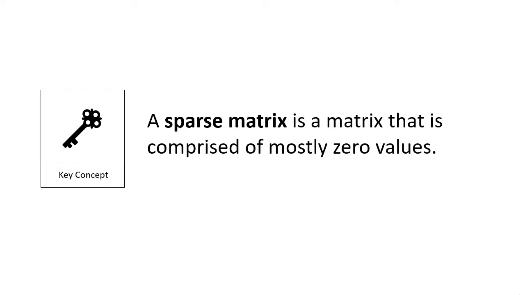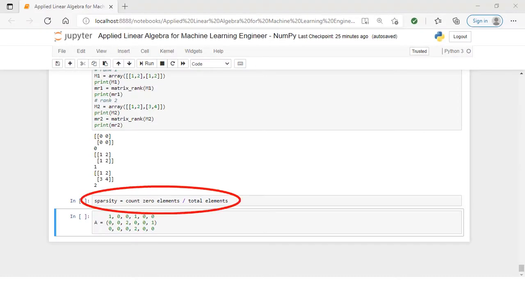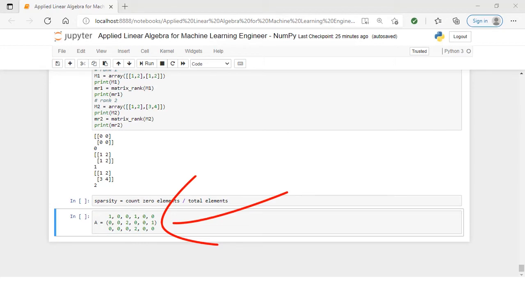A sparse matrix is a matrix that is comprised mostly of zero values. Sparse matrices are distinct from matrices with mostly non-zero values, which are referred to as dense matrices. The sparsity of a matrix can be quantified with a score, which is the number of zero values in the matrix divided by the total number of elements in that matrix. We also have an example of a 3x6 sparse matrix. The example has 13 zero values and 18 elements in the matrix, giving the matrix a sparsity score of 0.722 to be exact, or about 72%. In the next lesson, we're going to dive into problems with sparsity.